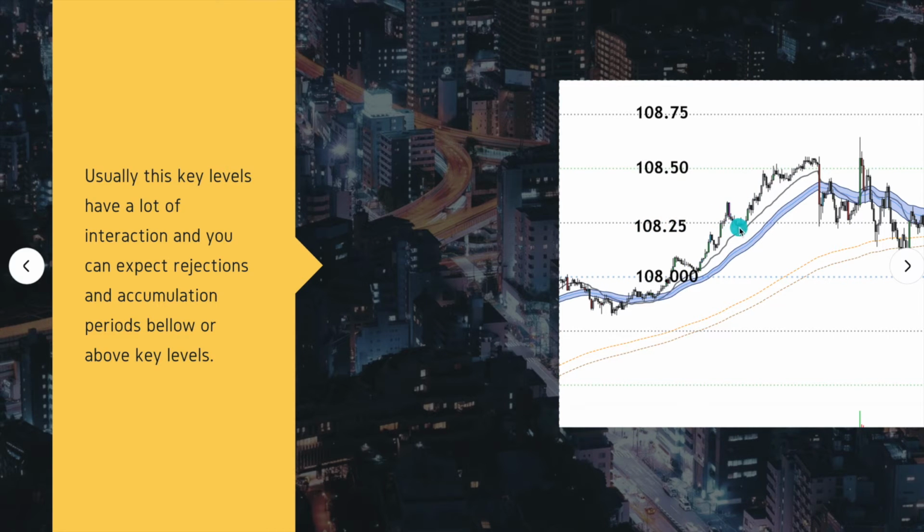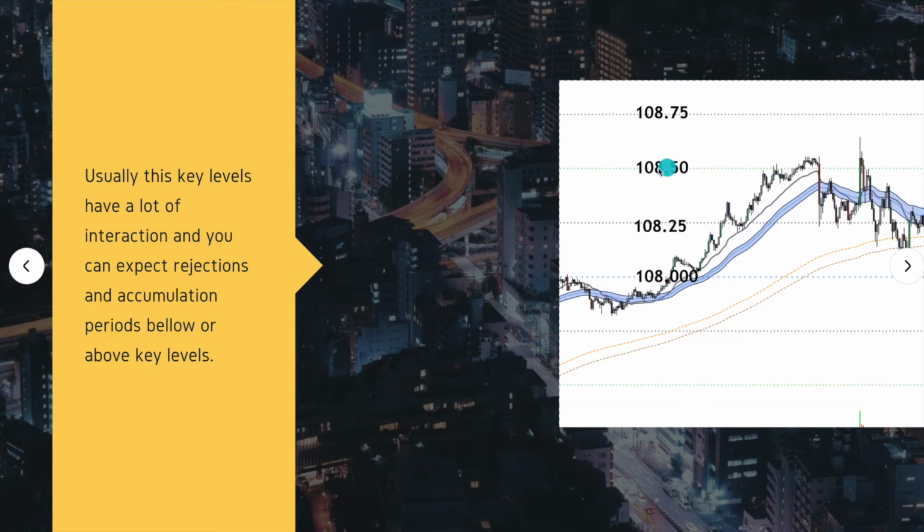As you can see here, there is accumulation here below the key level. Usually market makers gonna do that. They're gonna do accumulations below the key levels. If they want to push the price up, what they're gonna do is open buys, and then they push the price up.